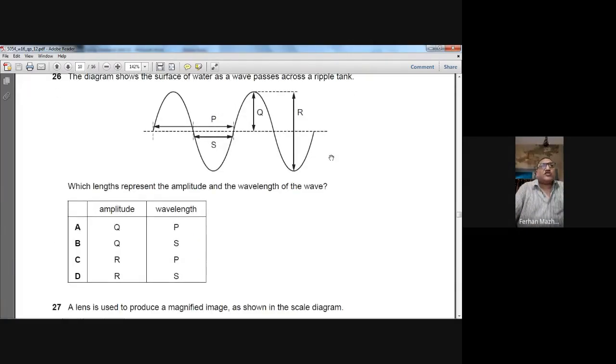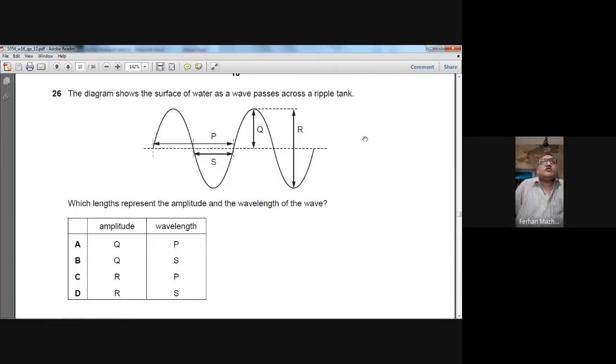On your screen, we have question number 26. The diagram shows the surface of water as a wave passes across a ripple tank. Which length represents the amplitude and the wavelength of the wave? Amplitude is how high you go from the mean position or how low you go from the mean position. If you look at the diagram, this Q is representing the amplitude. And the wavelength is the horizontal distance between two adjacent points which are in the same phase. This P is the wavelength. So A is the choice. Question number 26, A is the choice.